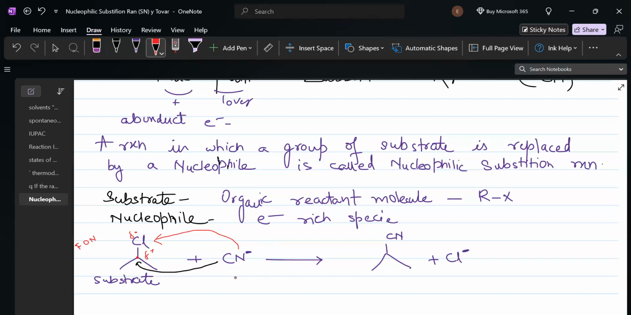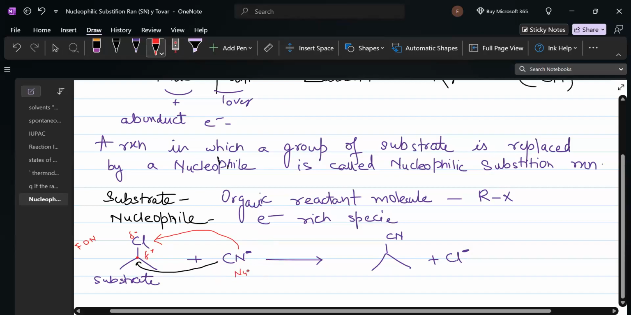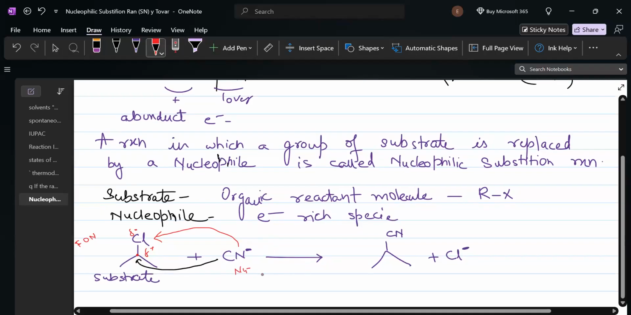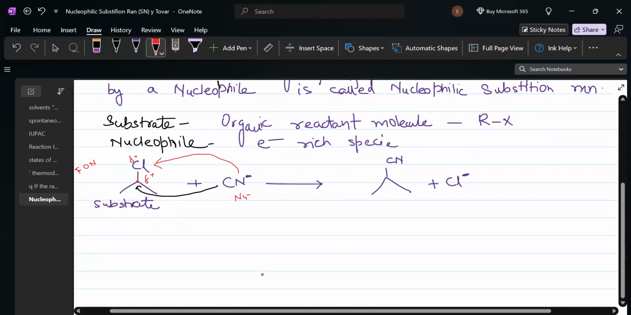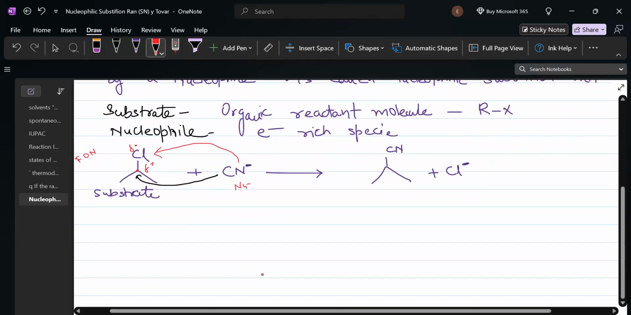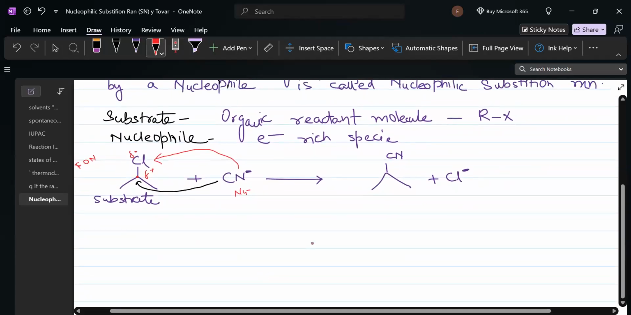Have you understood this? Yes, sir. Okay. So I hope you understood this point. And this chlorine, since it has left the substrate, will be called the leaving group. Okay.